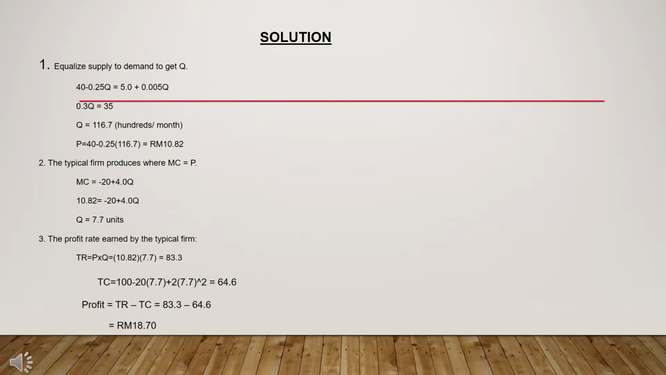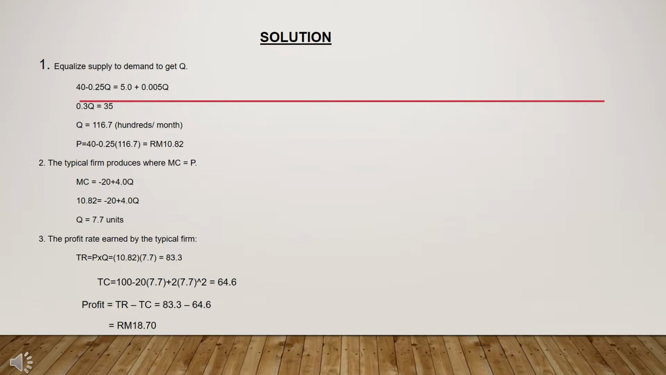Solution. Number 1, equalize supply to demand to get Q. You need to do the equation 40 minus 0.25Q equals 5.0 plus 0.005Q, where you get Q equals 116.7 in 100 per month and P equals RM10 ringgit 82 cent.